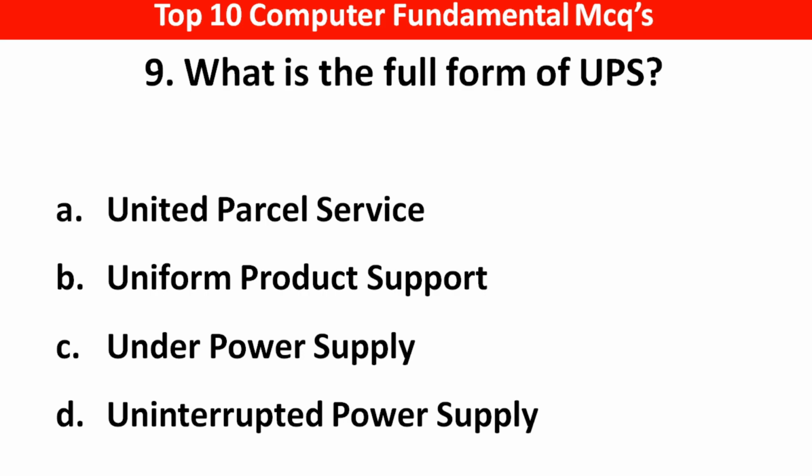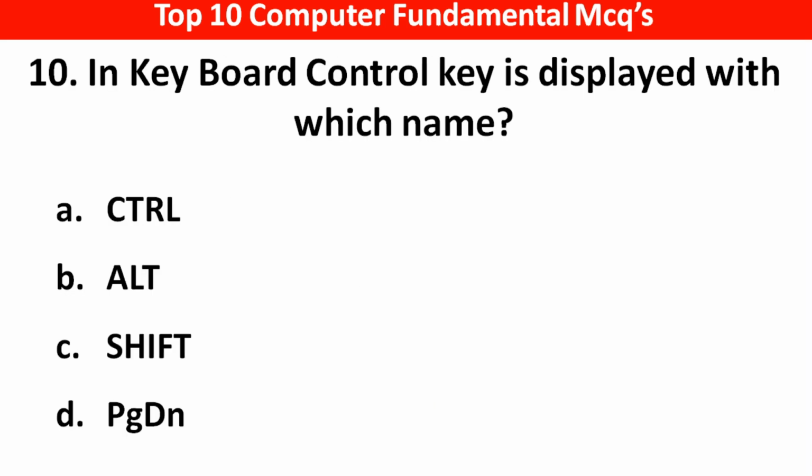Options: A United Parcel Service, B Uniform Product Support, C Under Power Supply, D Uninterrupted Power Supply. Right answer is option D Uninterrupted Power Supply. Next question, in keyboards control key is displayed with which name?